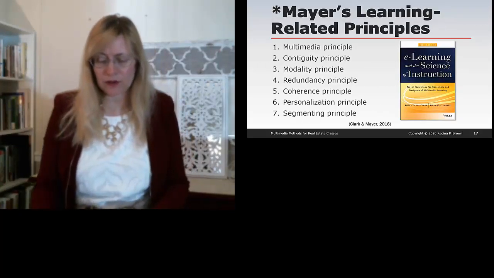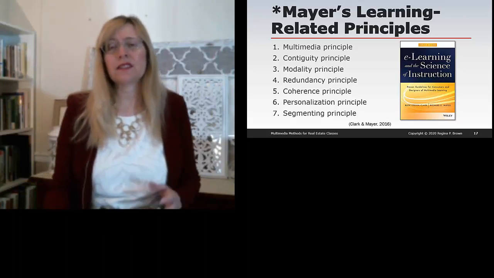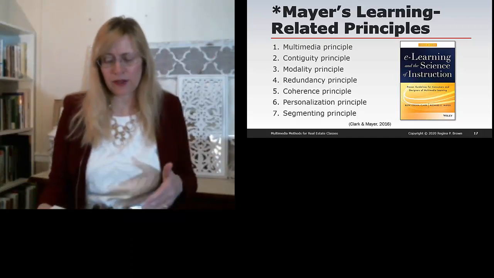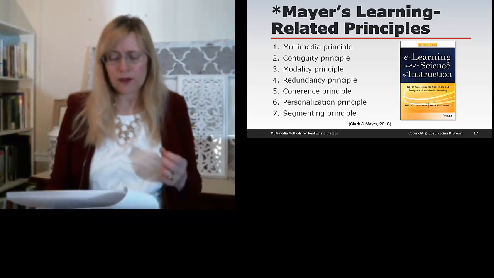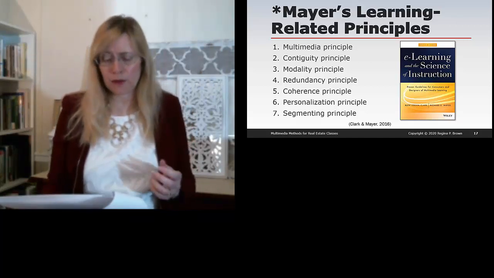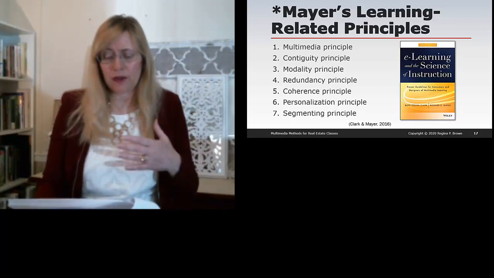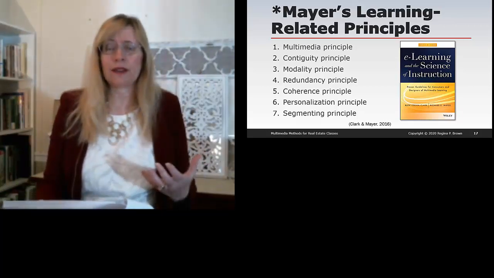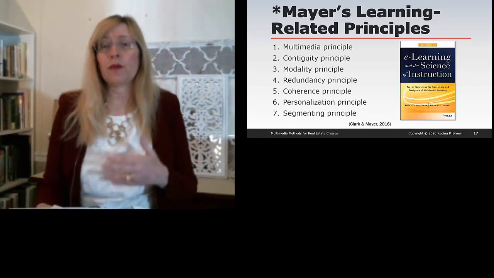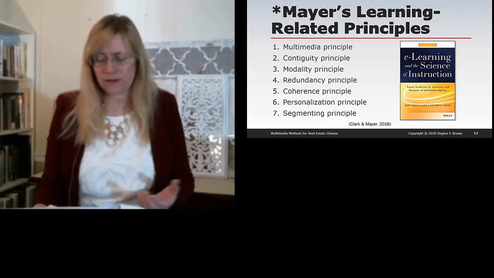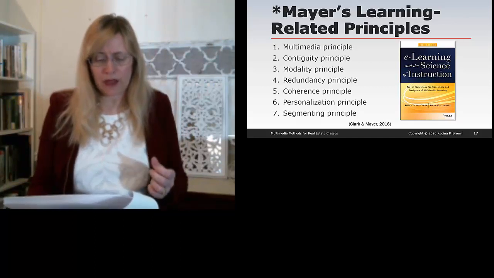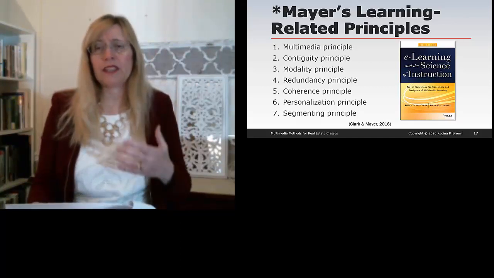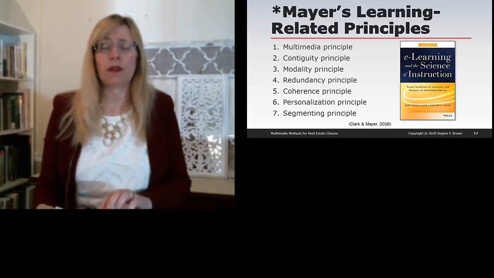Dr. Richard E. Mayer's groundbreaking research in the field of education lists 7 learning-related principles which will be referenced in this paper. The first is the multimedia principle, which basically means that we should use words and graphics in our instructional methods rather than just words alone. The second is the contiguity principle. That means that words need to be aligned to the corresponding graphics.